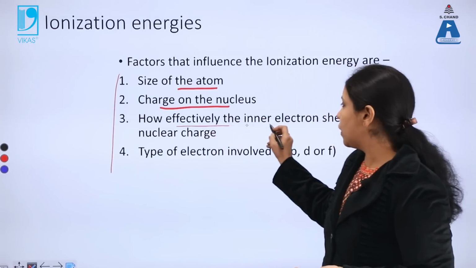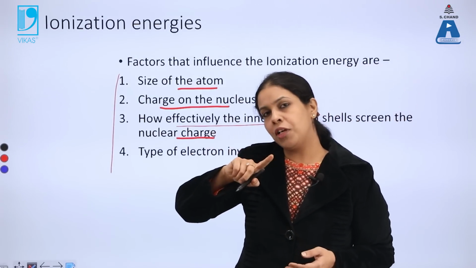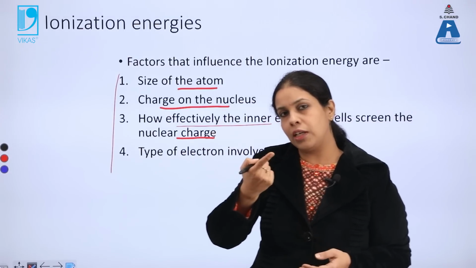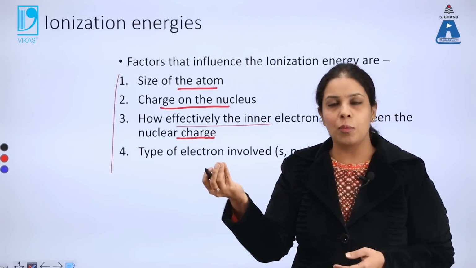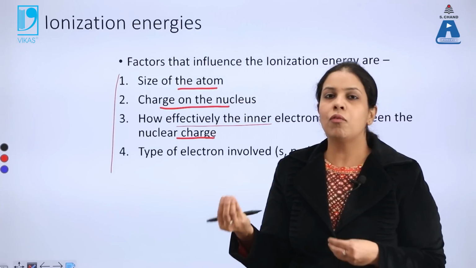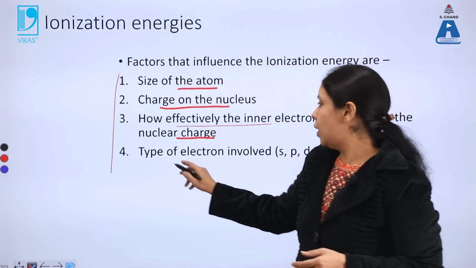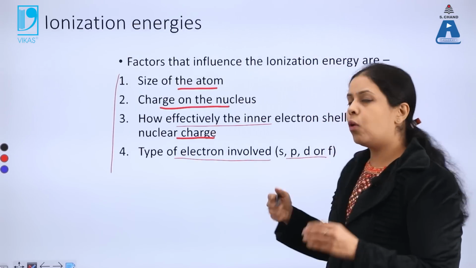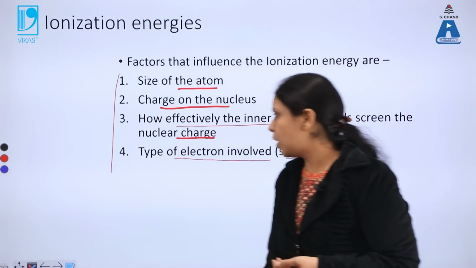Third, how effectively the inner electron shells screen the nuclear charge. In the first video, we already discussed the screening effect or shielding effect, whether electrons are in an s orbital, p orbital, or d orbital. That factor also has to be considered, which electron we are removing from the system, whether that is an s electron, p, d, and so on. Fourth, the type of electrons involved, that is, the type of electron we are considering for the ionization energy.